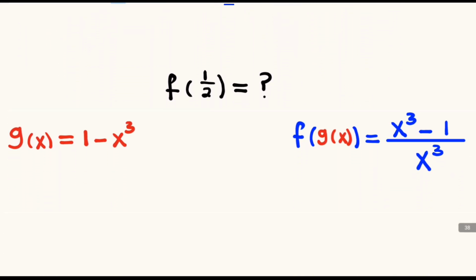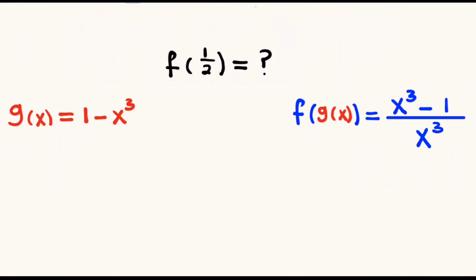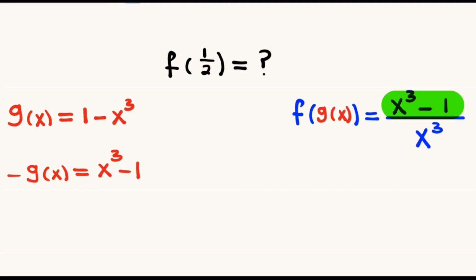We are given the following, and we have the x cubed minus 1 in the numerator, so we are going to make the x cubed minus 1 the subject of the formula with respect to the g of x by multiplying the equation on the left by negative 1, and we'll end up with negative g of x is equals to x cubed minus 1, and in the denominator we have x cubed.